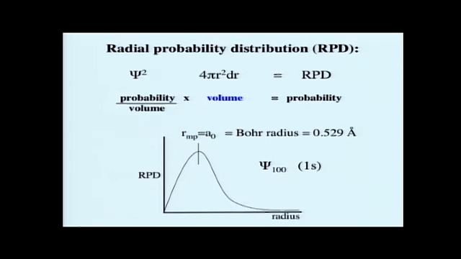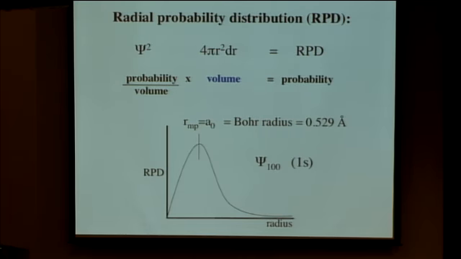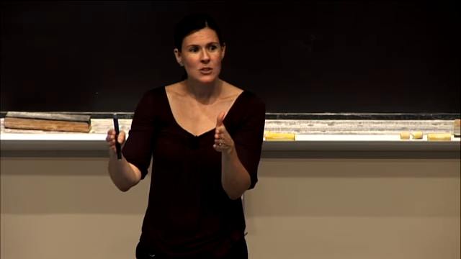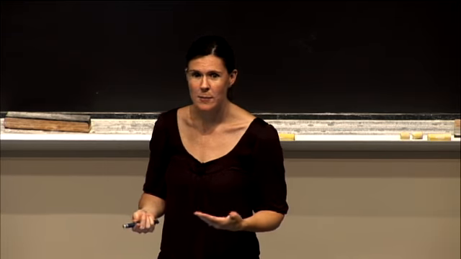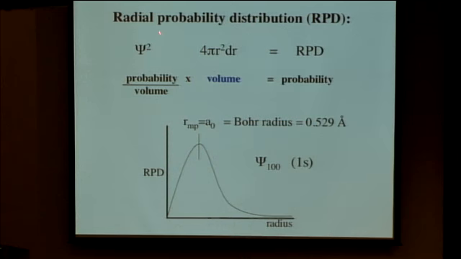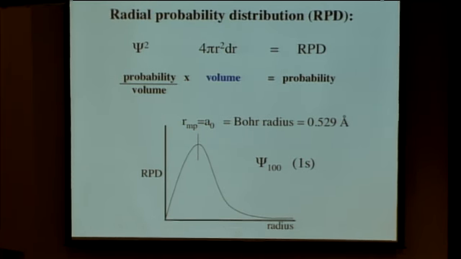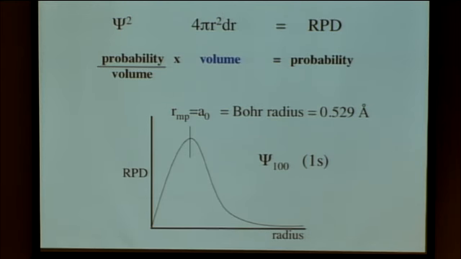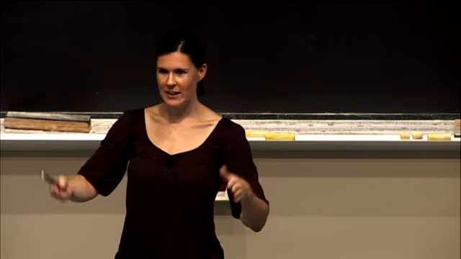So what we can do to actually get a probability, instead of a probability density, is to take the wave function squared, which we know is probability density, and multiply it by the volume of that very, very thin spherical shell at distance r. If we want to talk about the volume of that, we just take the surface area, which is 4 pi r squared, and multiply that by the thickness dr. So if we take this term, which is a volume term, and multiply it by probability over volume, what we're going to end up with is an actual probability of finding our electron at that distance r from the nucleus.